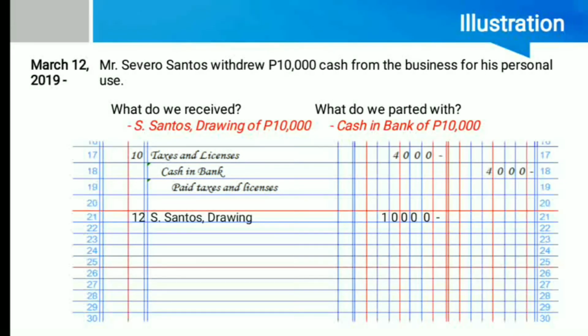So why cash in bank of 10,000 pesos? So in this transaction, the cash in bank balance of Davao Laundry Services is reduced by the withdrawal of 10,000 pesos of Mr. Severo Santos. And take note that cash in bank is an asset in which its normal balance is debit. So in order to reflect the reduction of cash in bank, we're going to credit it. So our credit entry would be cash in bank of 10,000 pesos. So this is to record the withdrawal of the owner.